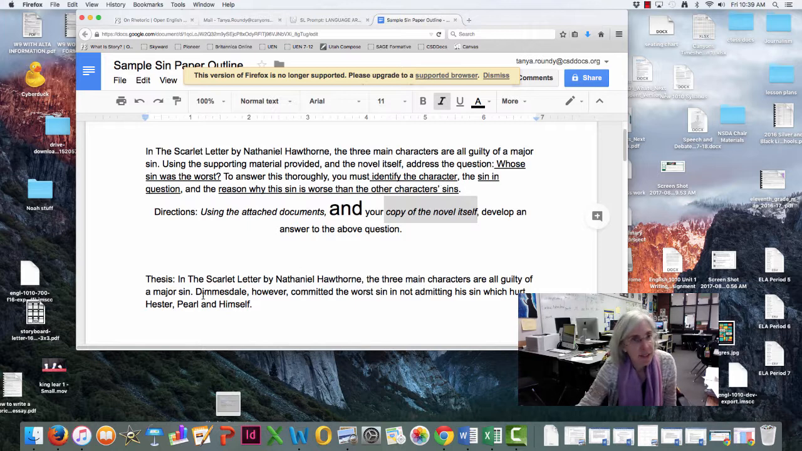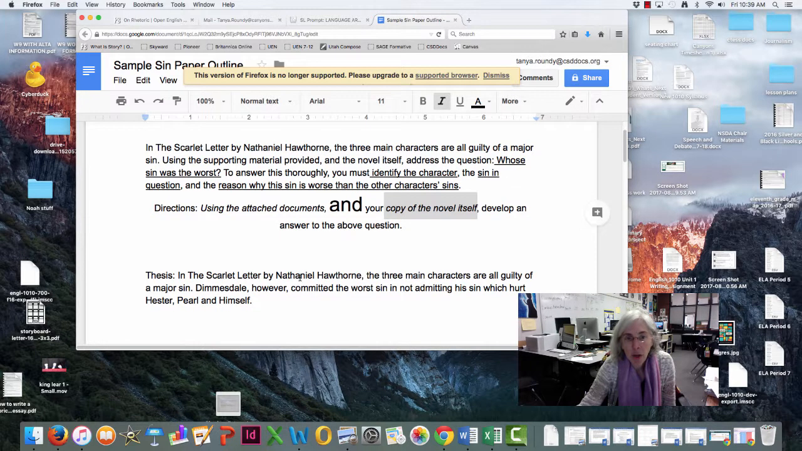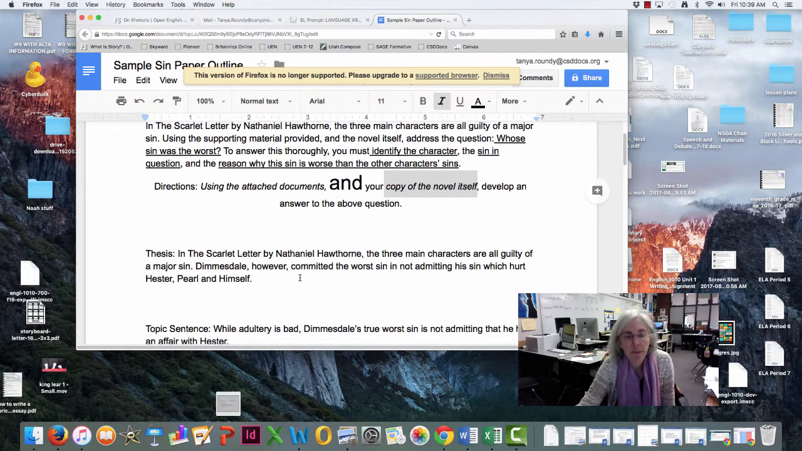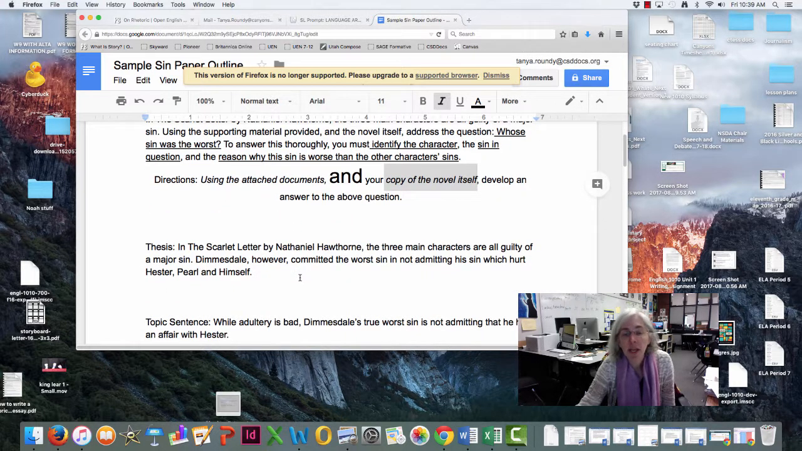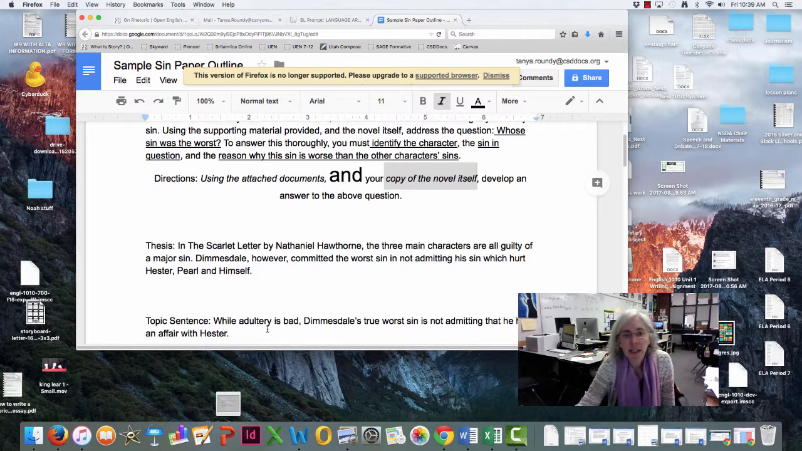Body paragraph, same concept as our journals and everything else. Topic sentence. We need to identify the first thing that we're talking about. So while adultery is bad, which is referring to Hester's sin, so now I'm going to show maybe why his is worse. Dimmesdale's worst sin was not admitting that he had an affair with Hester. So now I know I'm going to talk about his worst sin, which is not admitting that he had an affair. Then I need to explain what I mean by this. This hurt Hester by leaving her alone to face her own demons, the town, and raise a child of her own.